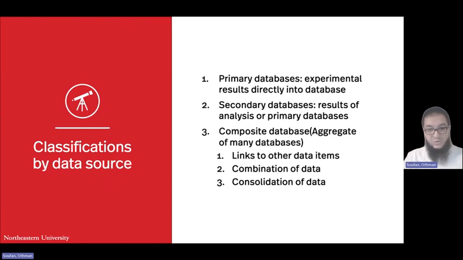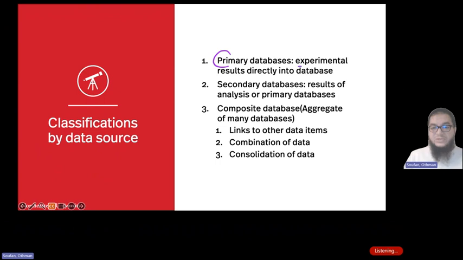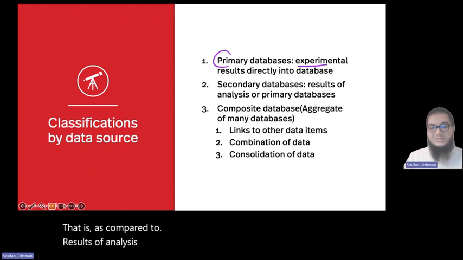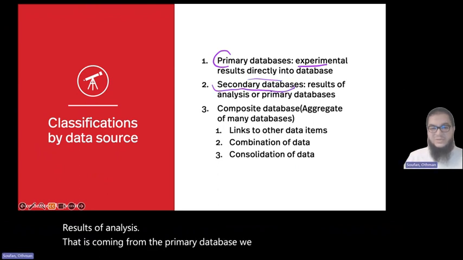Another way that we can classify databases is by data source. Where is the data coming from? The primary source, or what we call primary databases in this case, refers to experimental results directly imported to the database. That is as compared to results of analysis coming from the primary database, which we call a secondary database.